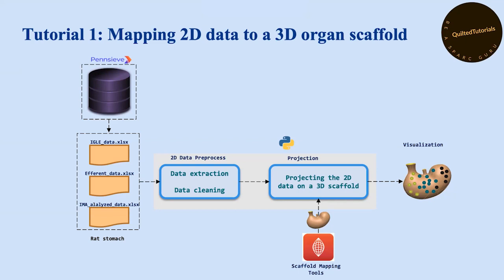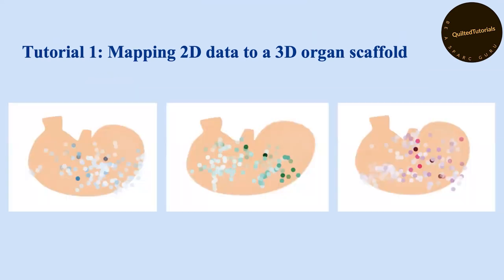The next step is to project the 2D spatial information onto a 3D scaffold of the stomach, and we use SPARC scaffold mapping tools to produce a WebGL encoded mesh of the rat stomach, which was then converted into STL and visualized within a Jupyter Notebook. The result of our tutorial is an interactive figure in Jupyter Notebook showing the projection of the 3 types of neurons on the surface of the rat stomach.